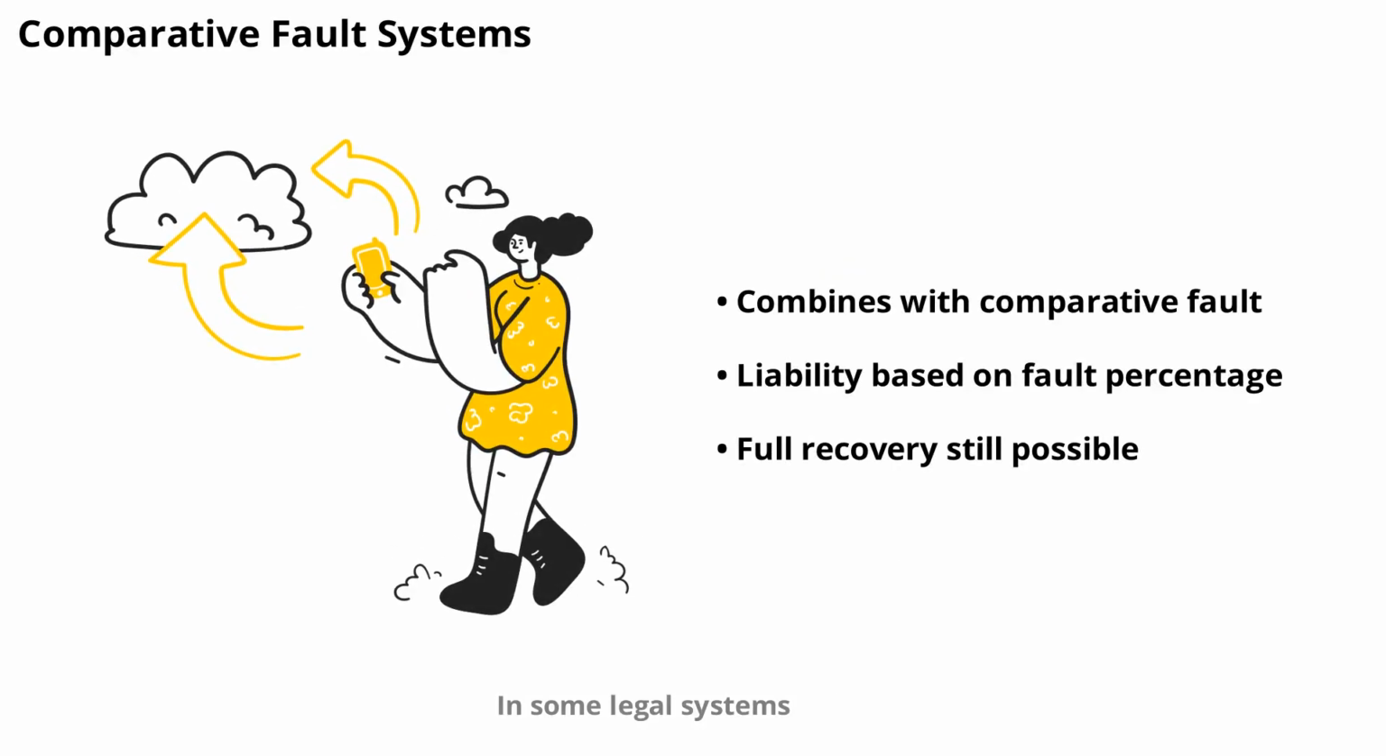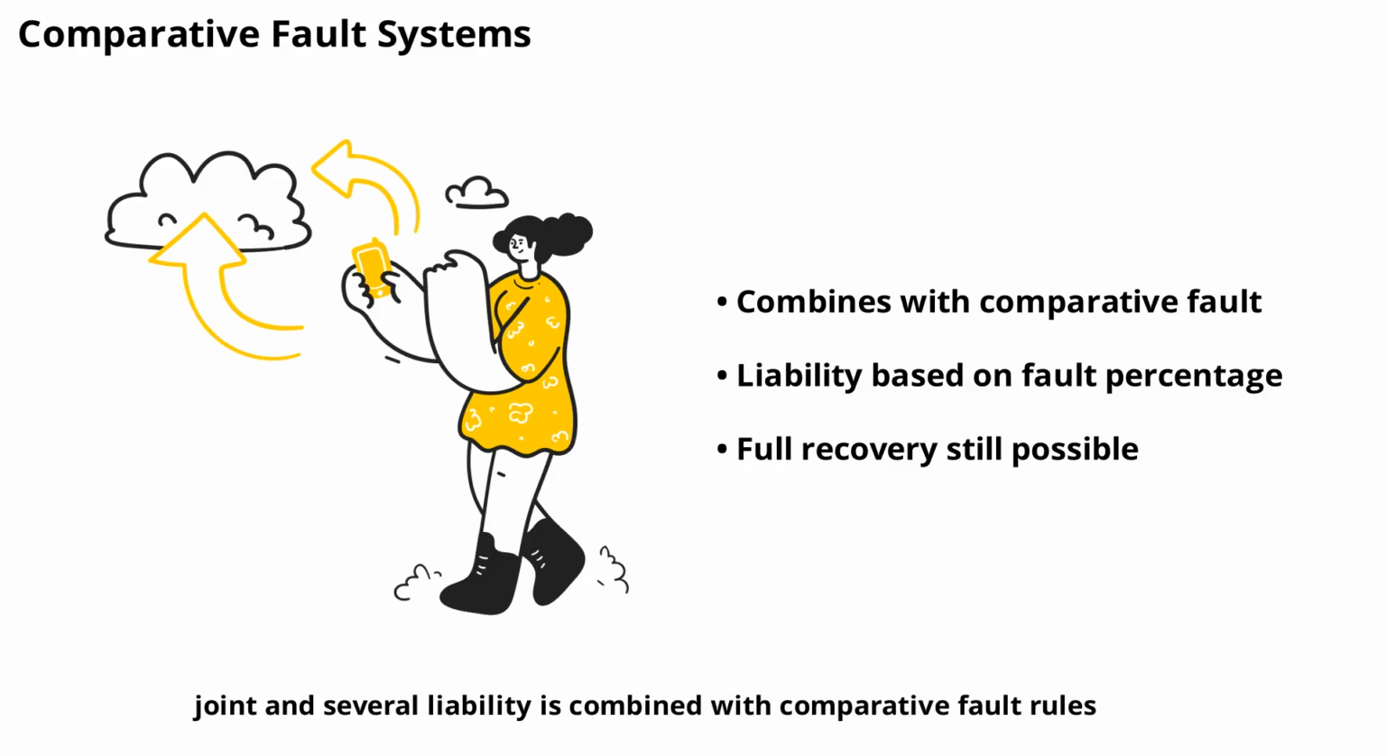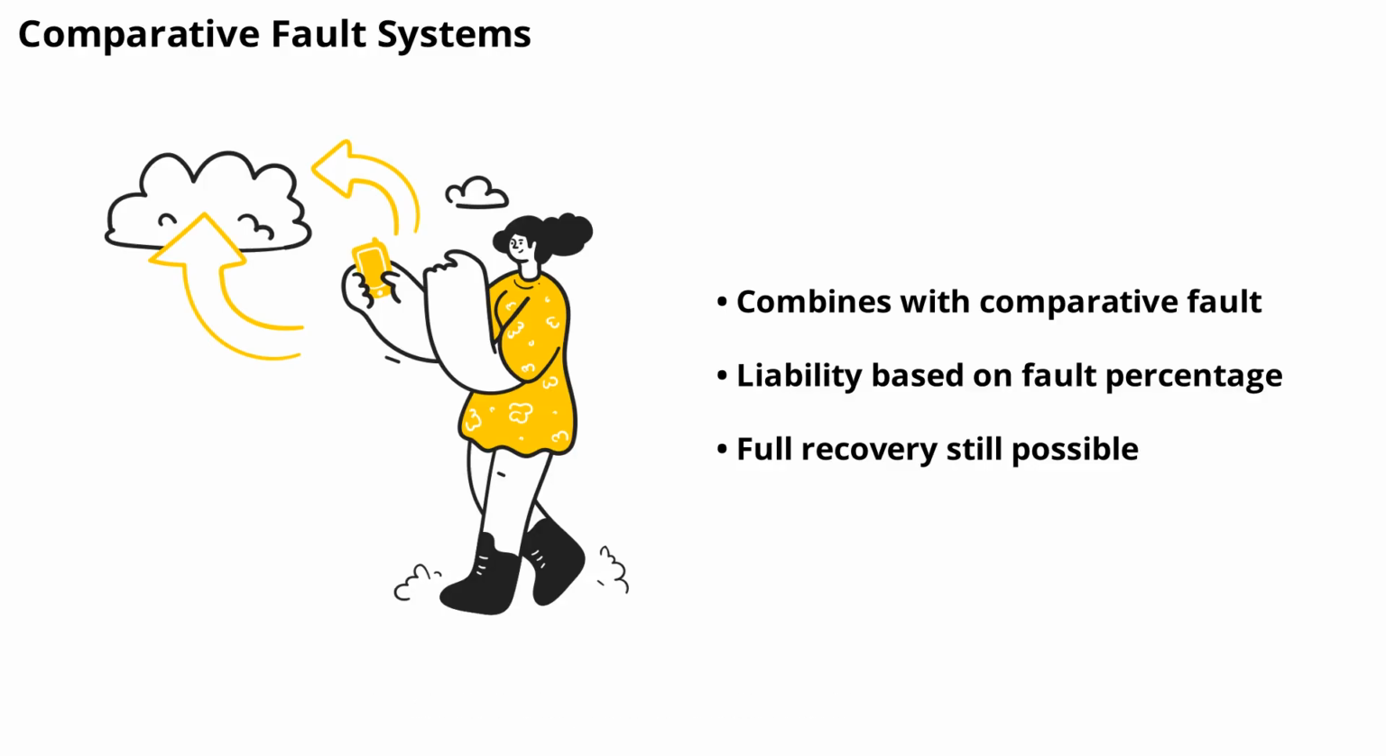In some legal systems, joint and several liability is combined with comparative fault rules. This means that each party's liability is based on their percentage of fault. However, the injured party can still recover the full amount from any one party, who can then seek contribution from the others based on their share of responsibility.